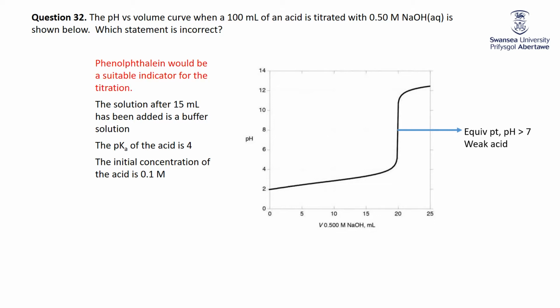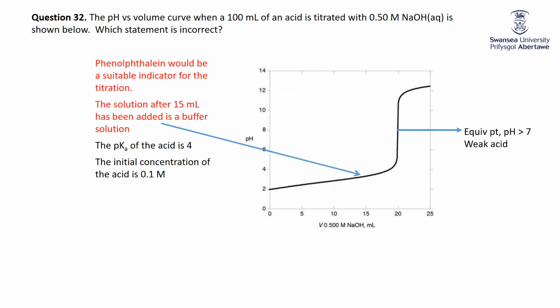Phenolphthalein would be a suitable indicator for the reaction, where you want the indicator to change color right around the equivalence point. Phenolphthalein changes right around 8, so it would be a perfect indicator for this reaction. Solution after 50 mils has been added is a buffer solution. Well, when you neutralize a weak acid, you make its conjugate base. So somewhere between about here, once you've neutralized enough of the acid, all the way up to about here, where you've still got enough of the acid left, is going to be a buffer solution.